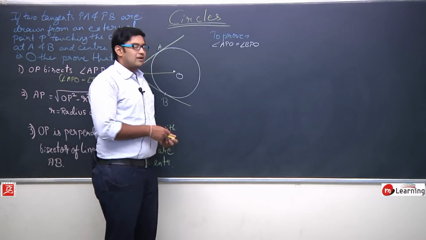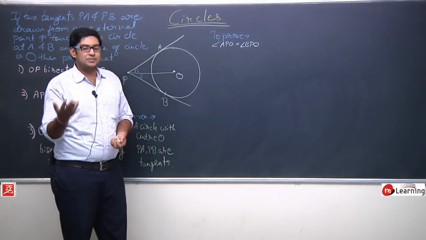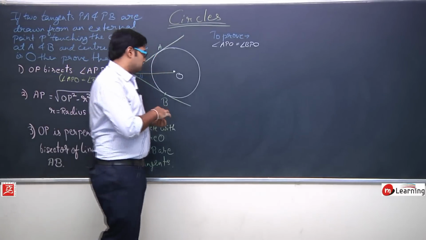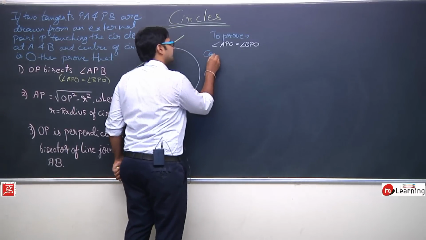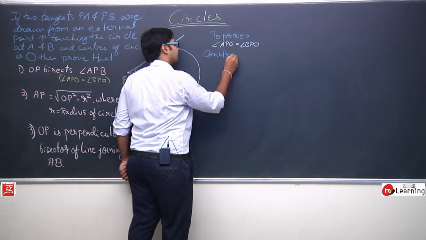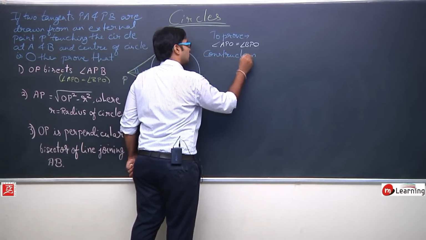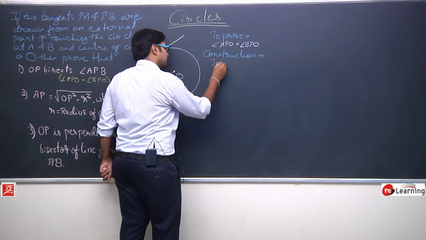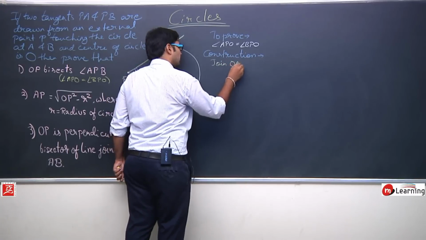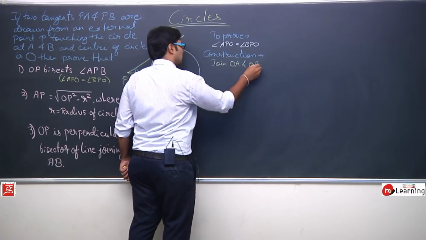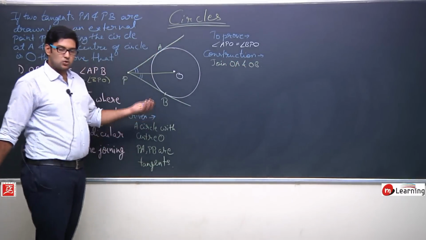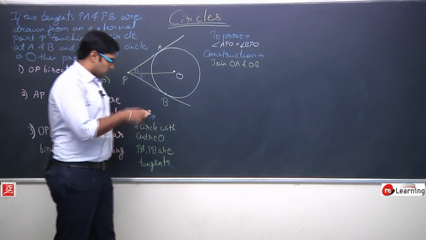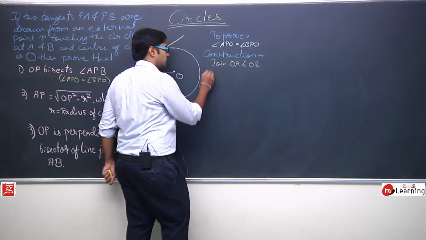Now, do we require any construction? Yes, a very simple construction. We need to join this OA and OB. So in the construction, we will write join OA and OB. Okay, because OP तो already हमने join कर लिया because वो question में given था. Now let us prove.